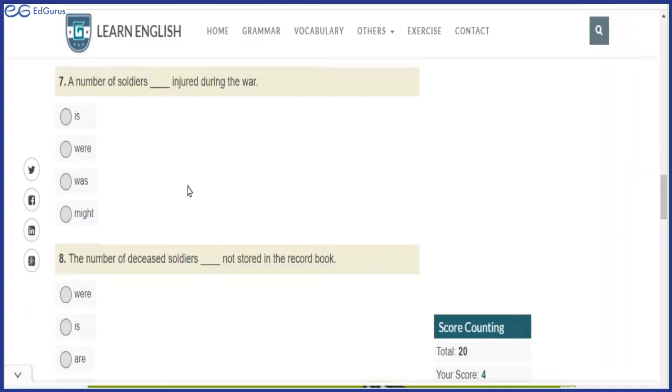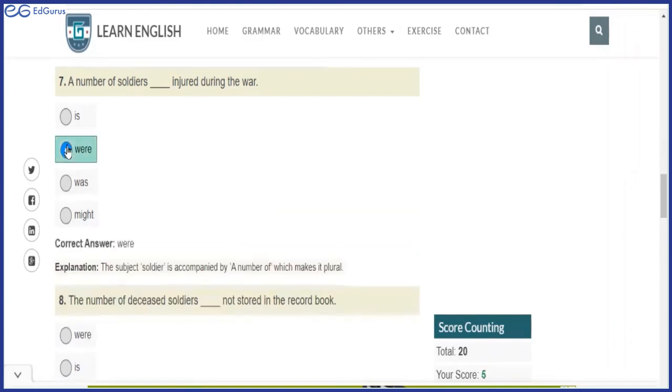Were. Okay. Correct. Now you must be thinking, here it is "a number", but then why "were"? Why a plural verb? Because the closest subject is a plural word, a plural subject, that is "soldiers". Is that clear? Yes, ma'am.